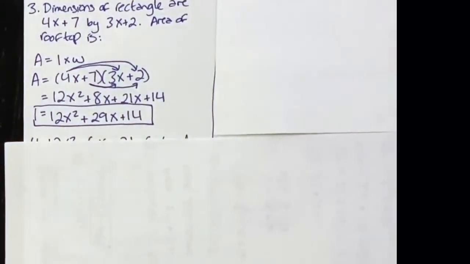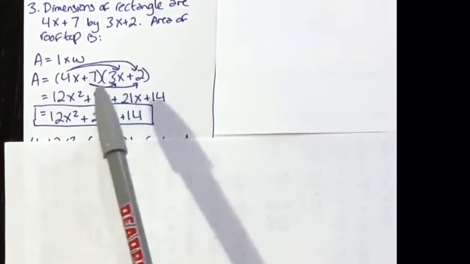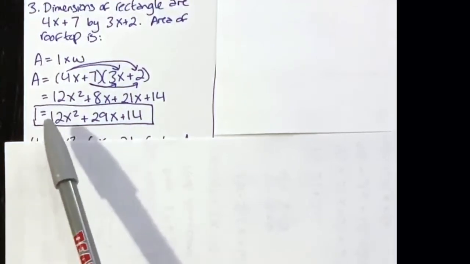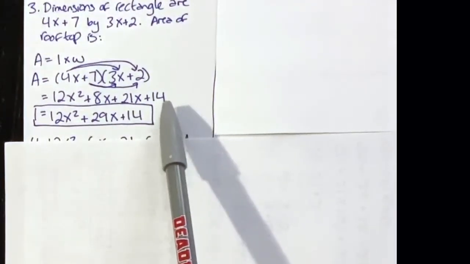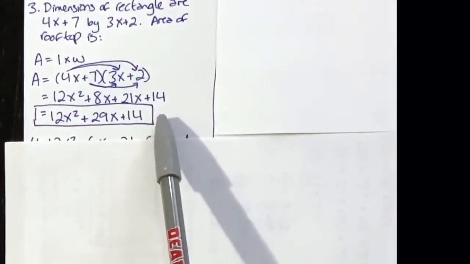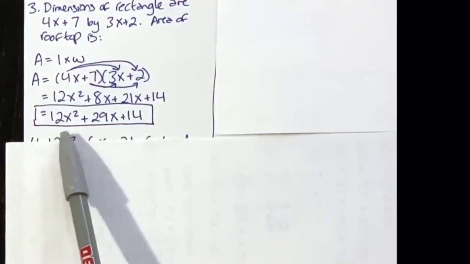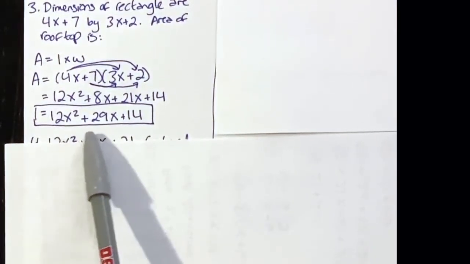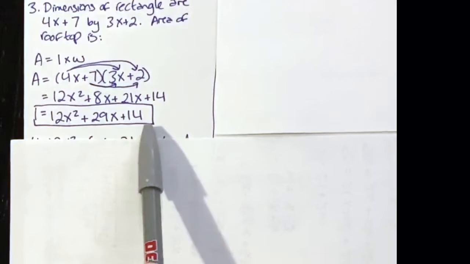What I'm going to do, again, is expand these by multiplying everything in the first bracket by everything in the second bracket. Once I do that, I get my long line here, and then I combine my like terms. Once my like terms are combined, I get 12x squared plus 29x plus 14.